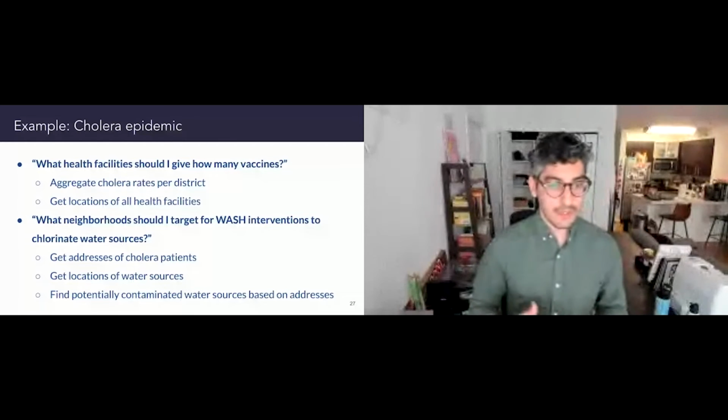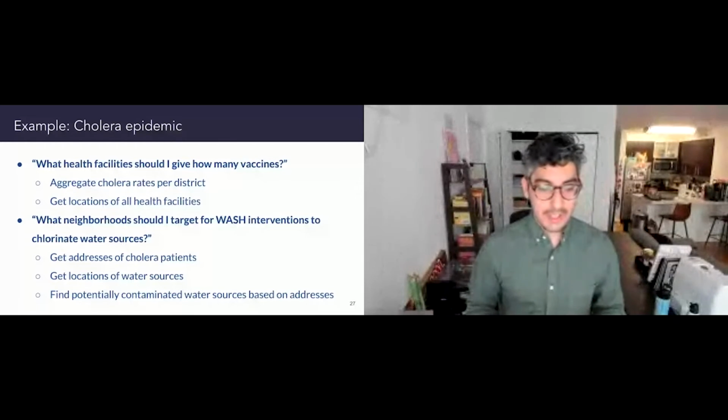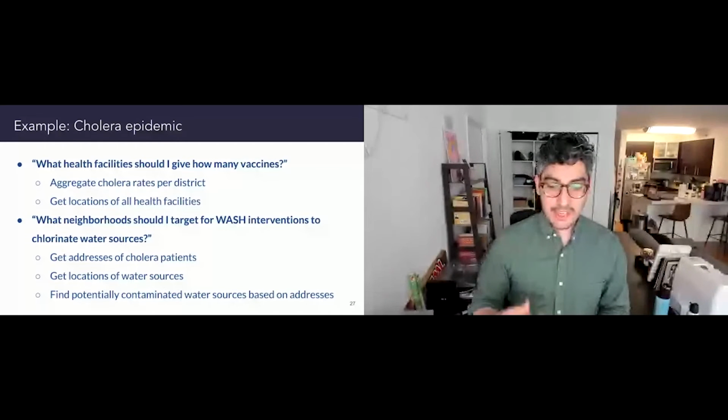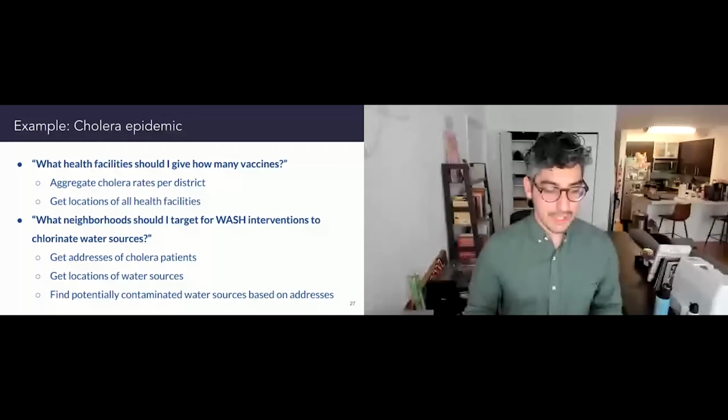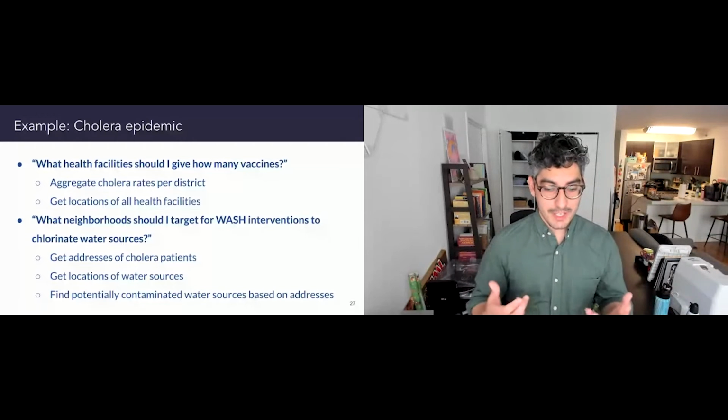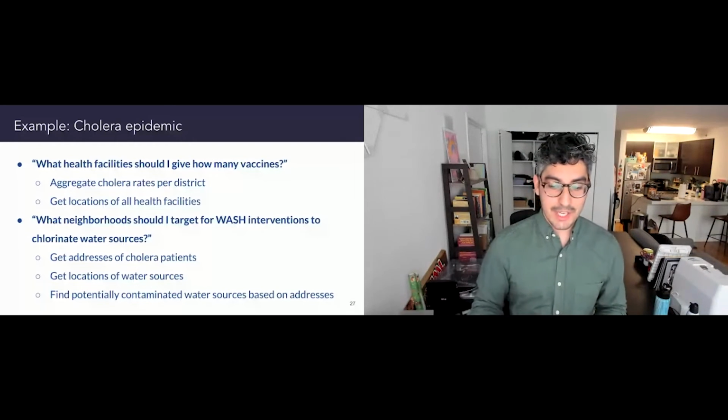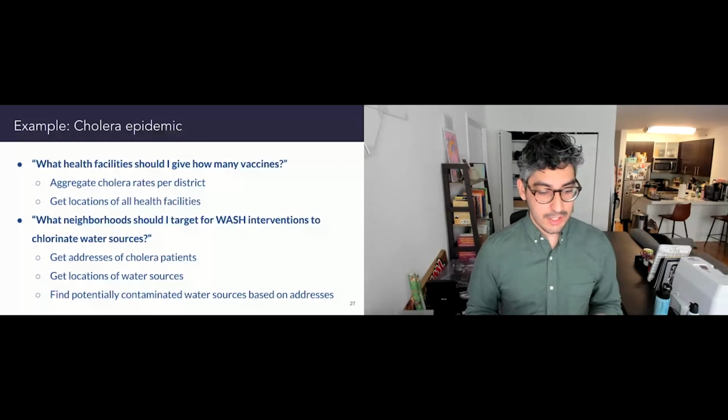For the second question, targeting WASH interventions, our data needs are a lot more granular. We'd probably need the addresses of cholera patients, again, get locations, but now of water sources, and then triangulate potentially contaminated water sources based on a patient's address. Our context hasn't changed. We're still fighting a cholera epidemic. The problem is the same, but our data is now designed entirely around what decision needs to be made.